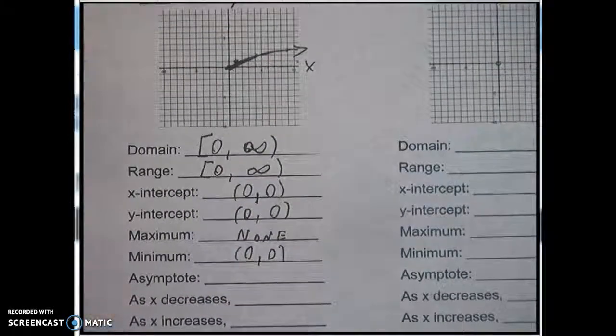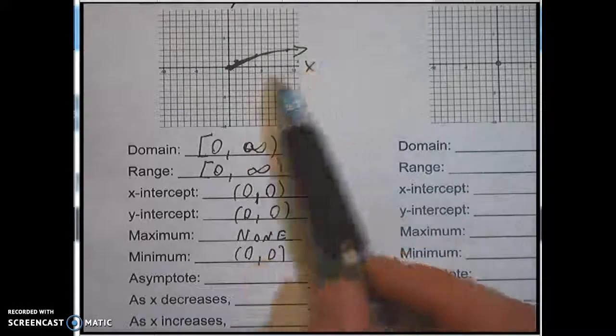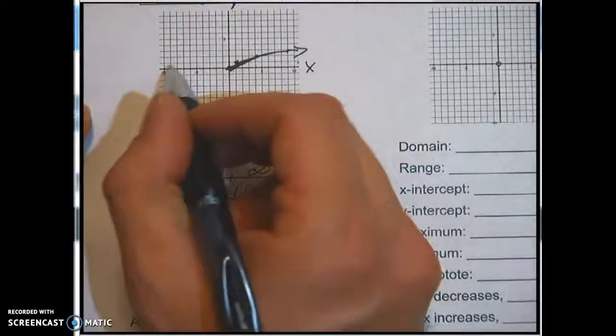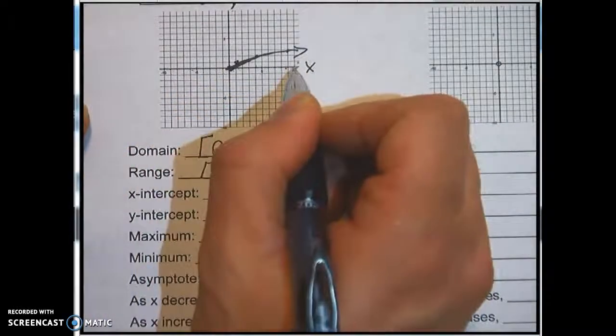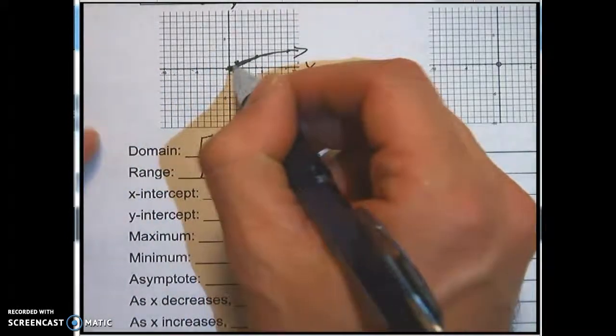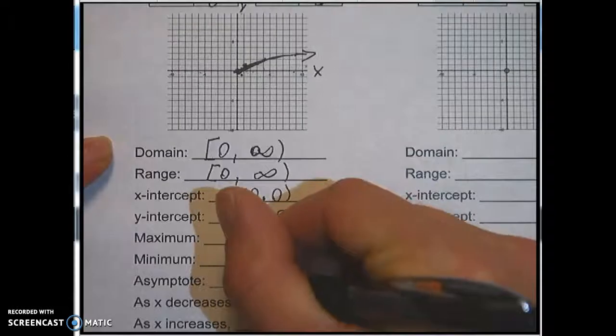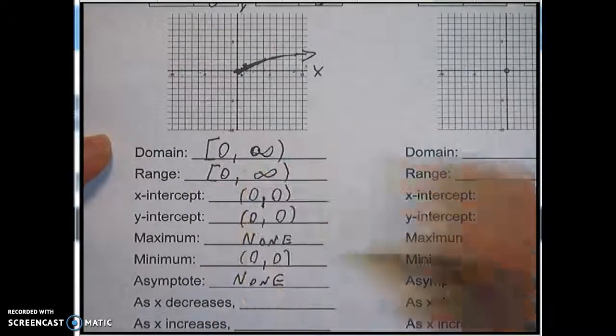An asymptote. Does this thing have an asymptote? Remember, an asymptote is simply a line that this function approaches but does not touch. Now, you might be inclined to say that the x-axis is an asymptote here, and you'd be right if this was an open dot, if it didn't actually touch (0, 0). But since it does touch (0, 0), there's no asymptote there. In fact, there's no asymptote at all.